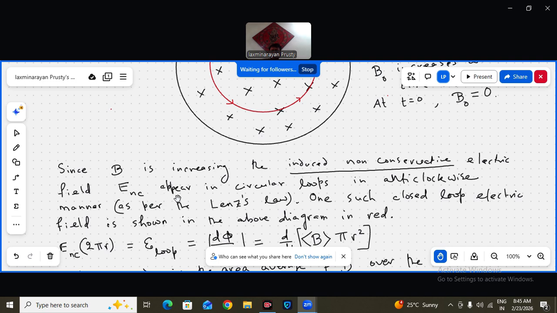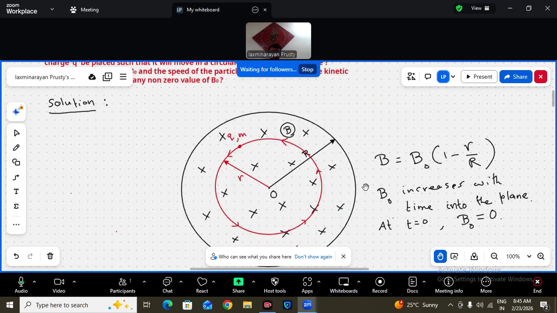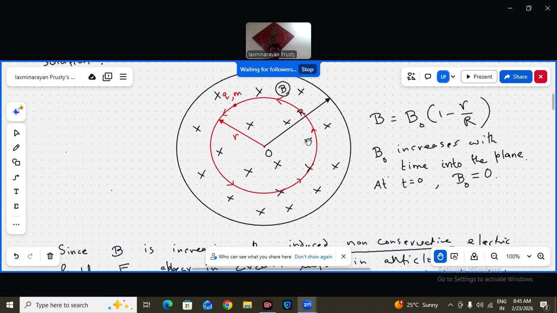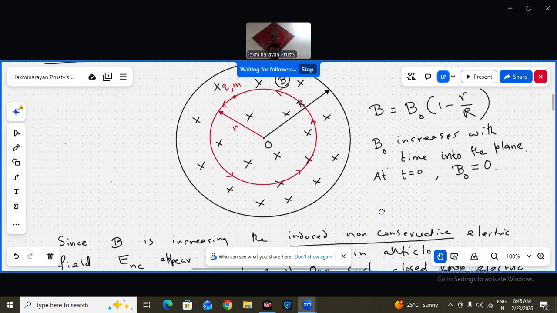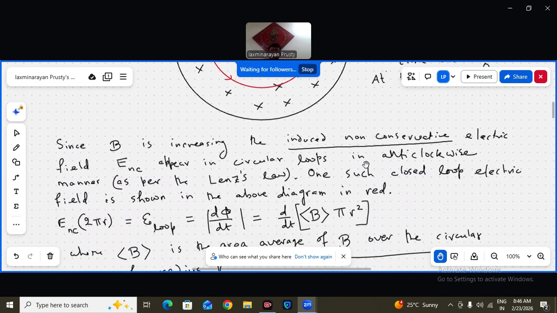So E_NC, due to symmetry in the charge distribution and this symmetry in the magnetic field distribution, is a circular closed-loop electric field. And which direction? Anti-clockwise, as per Lenz's law.